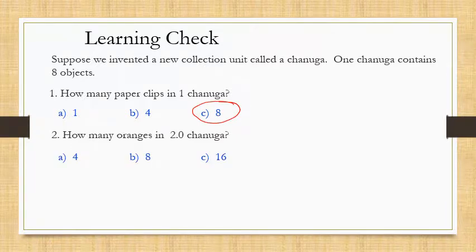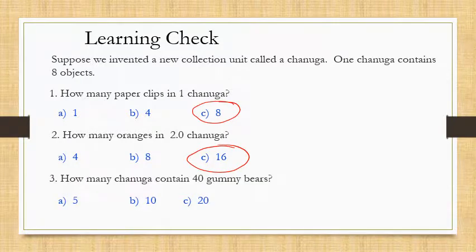How many oranges are in 2.0 Chinooga? Again, pause the video and see what you can come up with. Okay, the answer is, of course, 16. One Chinooga is 8, so 2 times 8 is going to be 16. And finally, how many Chinooga contain 40 gummy bears? Well, if you know that one Chinooga contains 8, then 40 gummy bears must consist of 5 Chinooga. So the answer is A.